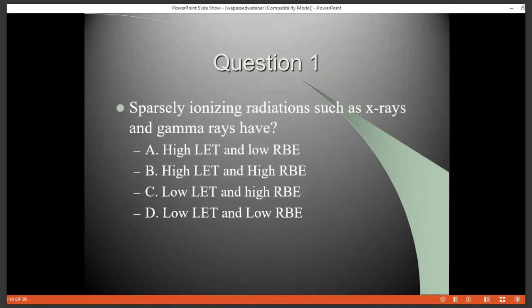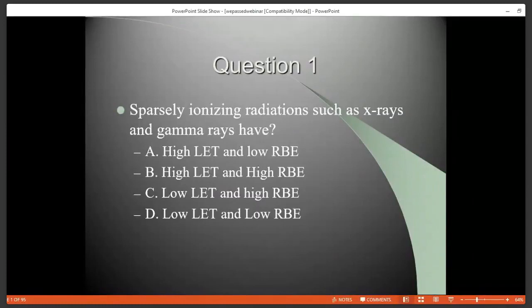So taking a look at question number 1 here: sparsely ionizing radiation such as X-rays and gamma rays have high LET and low RBE, high LET and high RBE, low LET and high RBE, or low LET and low RBE?